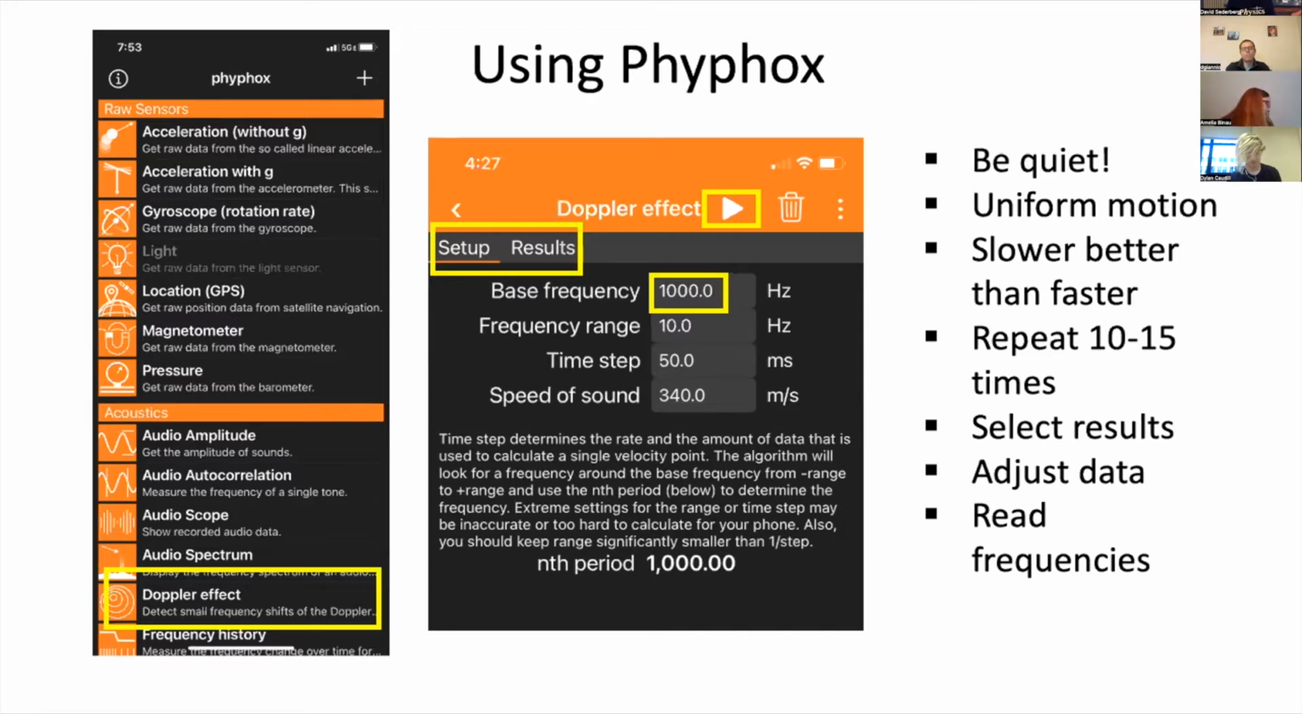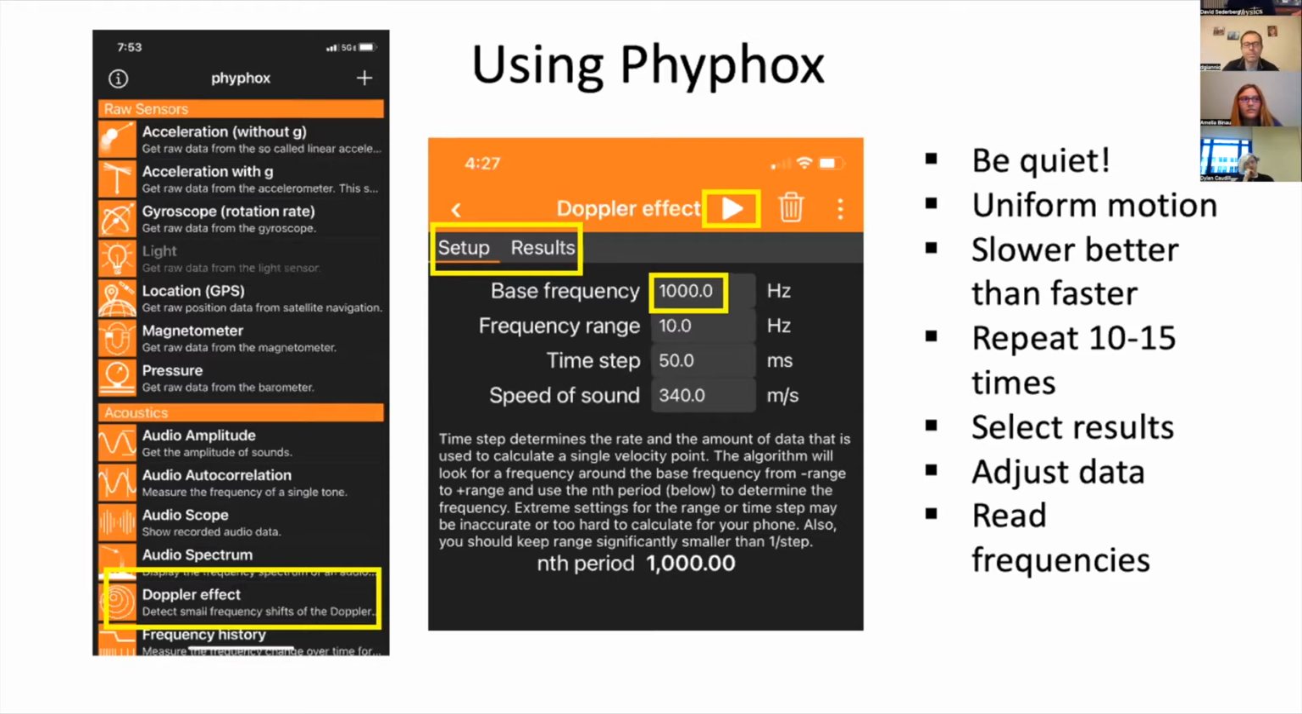And when you click Doppler effect, you get the image in the middle. You see three things in yellow boxes: setup with results, base frequency, and an arrow that means start and stop. We're going to use a base frequency of 1000. The other things on this screen, the other things under base frequency, do not matter for us. Those are things we don't have to change.